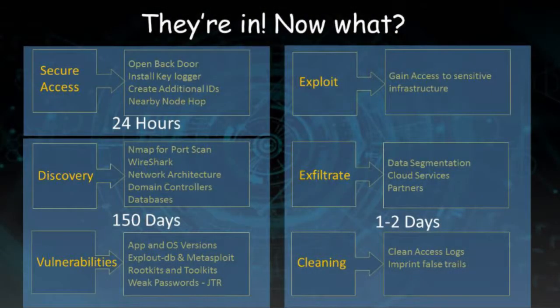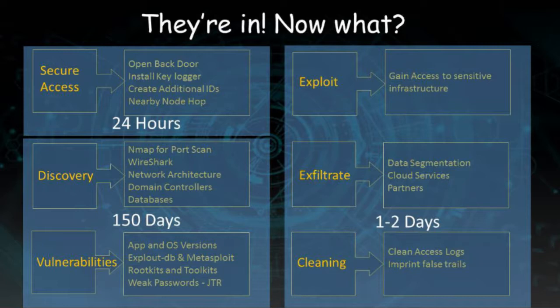So they're in the door. Now that they're in, what happens? What happens once they get their foothold? Because odds are the laptop that they just compromised is not what they're after. That gets them past the outer wall. Well, the first thing that they're going to do, and this is generally within the first 24 hours, is secure their access. If they're detected on this particular system and kicked off, they want to find a way back in.